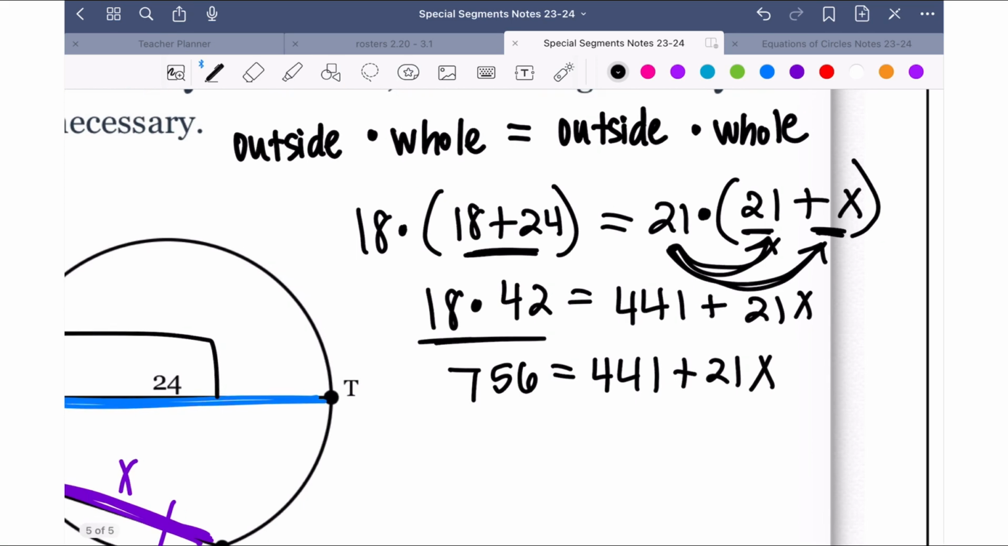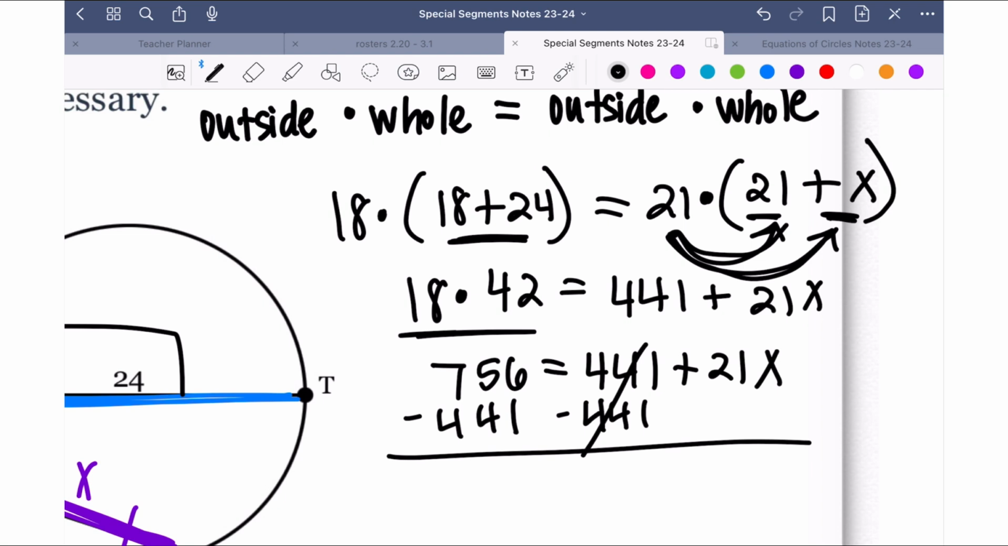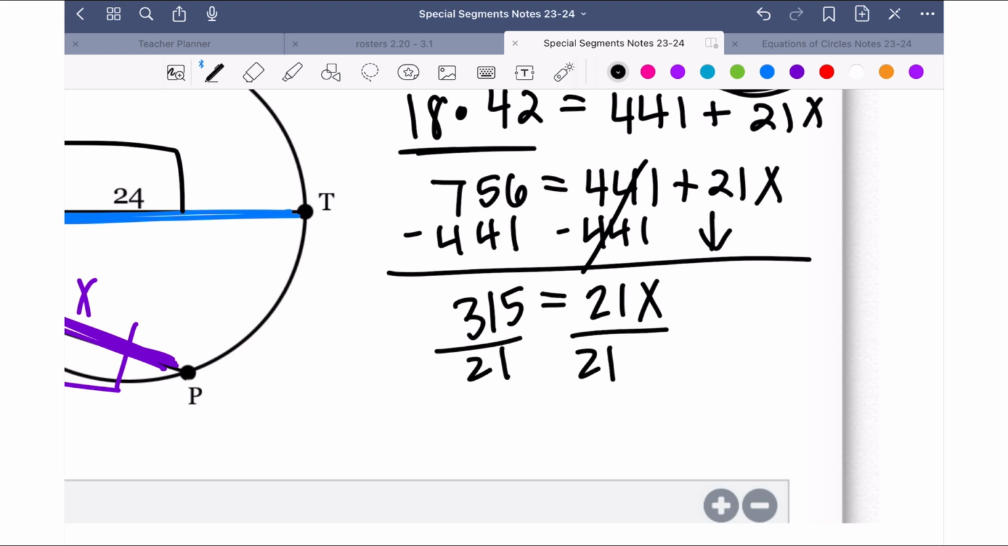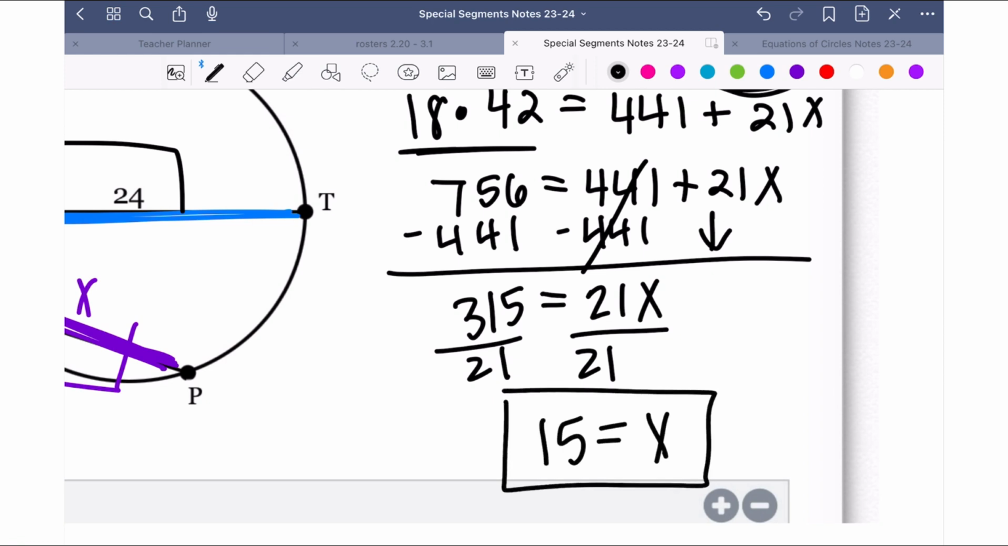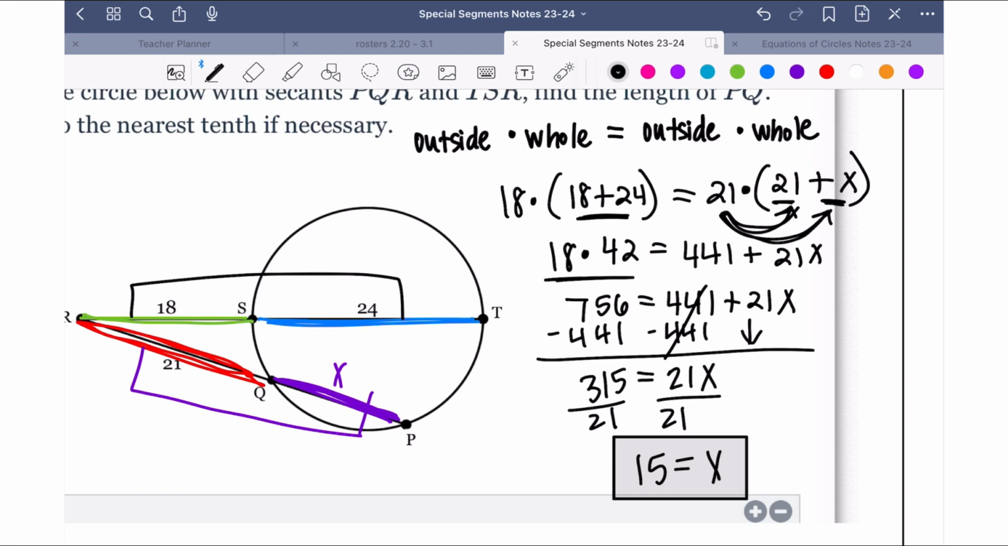Okay, and I know these are big numbers, but we're still doing algebra. We're still doing inverse operations. So right now I'm adding 441 because it's positive, so I need to subtract from both sides. Cancel. 756 minus 441 is 315, and that should equal my 21X. And then the last step, divide. 315 divided by 21 is 15. We're getting pretty answers here. Okay. All right, so there's secant and secant. Outside times the whole, outside times the whole.